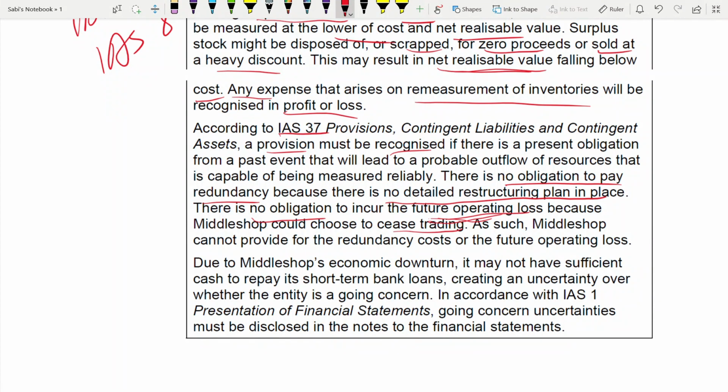Okay, so in this case, finally, a conclusion. In this case, the middle shop cannot provide for the redundancy cost also, or future operating loss also. Simple. Now, last, IAS 1.